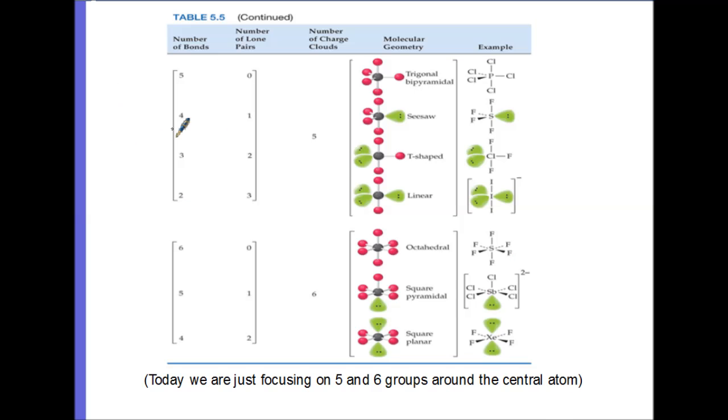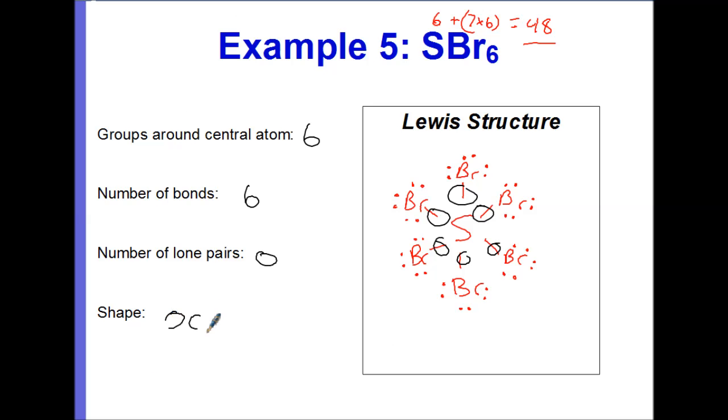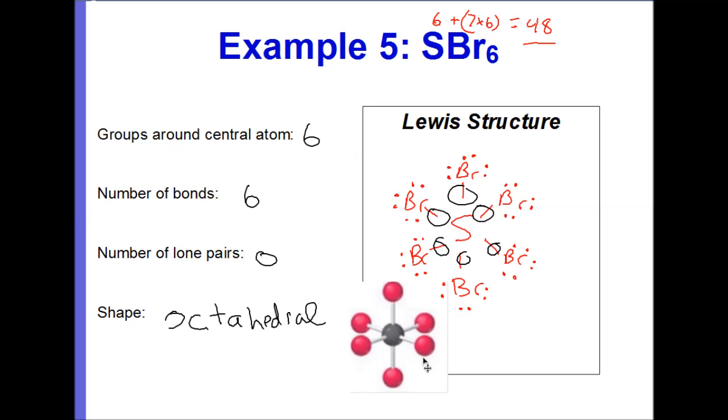Let's go ahead and take a look at the chart down here. So we're down here now. If we have 6 bonding, 0 lone pair, we are octahedral shape. So let's go ahead and write the shape name down. Octahedral. And let's drag in the picture so you can see what it looks like right there. That is the octahedral shape.